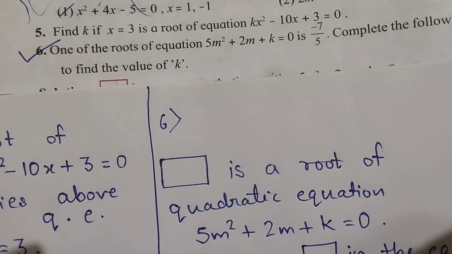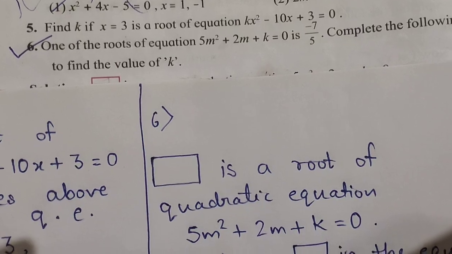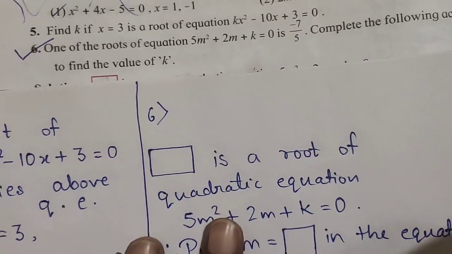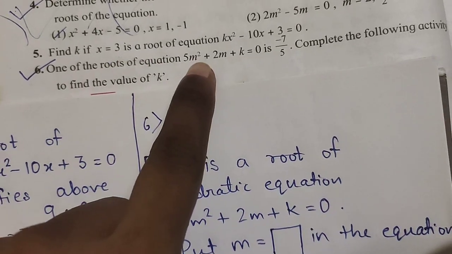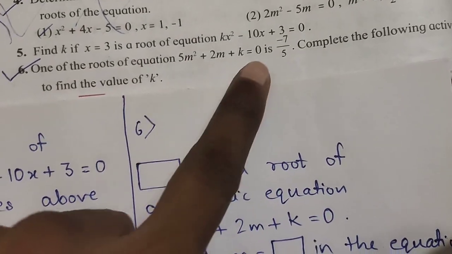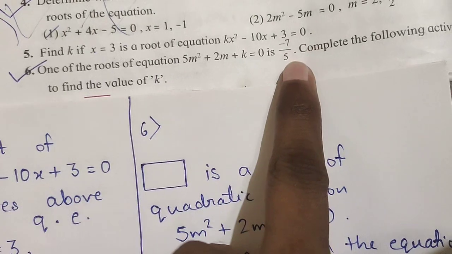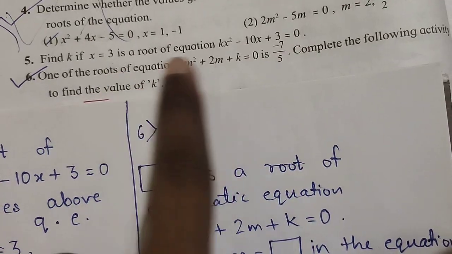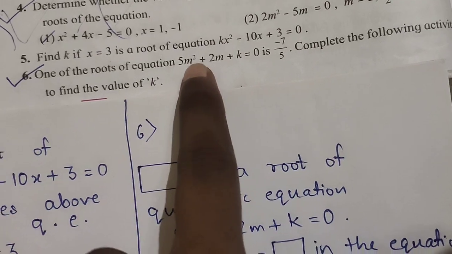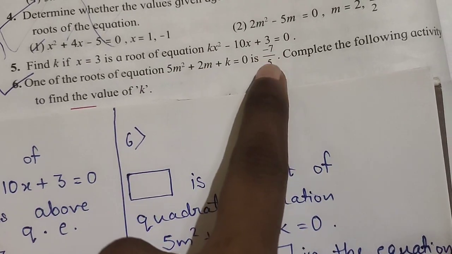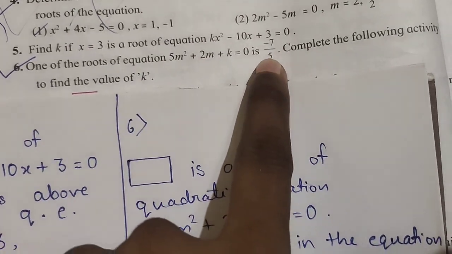Okay students, see, again see the question. Already I have written the solution. See what is the question. One of the roots of this equation, that is 5m square plus 2m plus k equals 0, is minus 7 upon 5. So one root is minus 7 upon 5, and root means what? Solution. That is, in place of m we are going to write minus 7 upon 5.